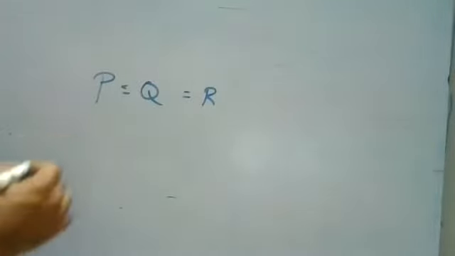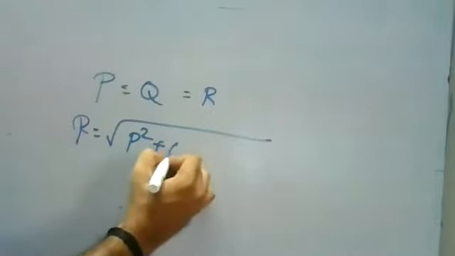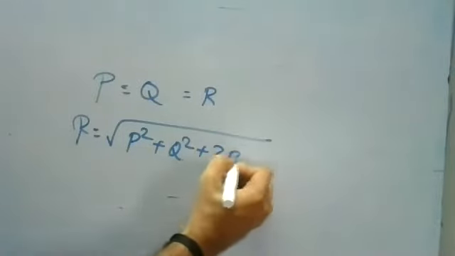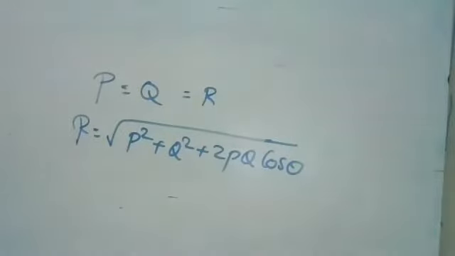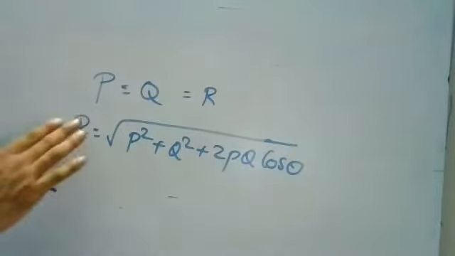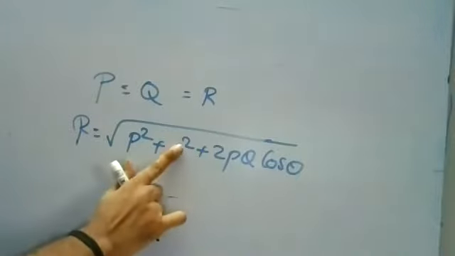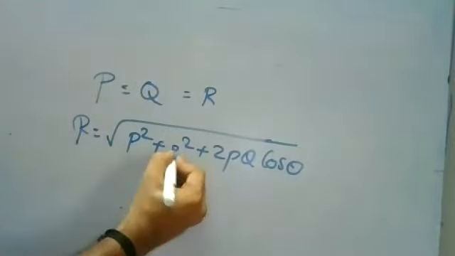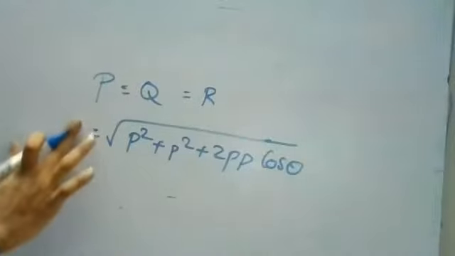So what I have to do? Resultant R is equal to square root of P square plus Q square plus 2PQ cos theta. We need to find this angle theta here. Okay, I have given that R, P and Q are all the same. Since everything is the same, I'll take P directly. Everything is P. This is also P, and this is also P.